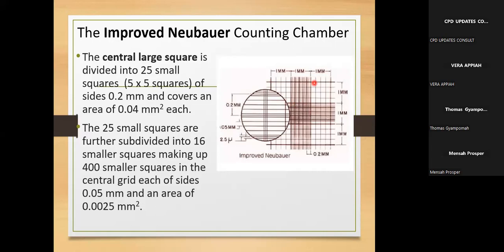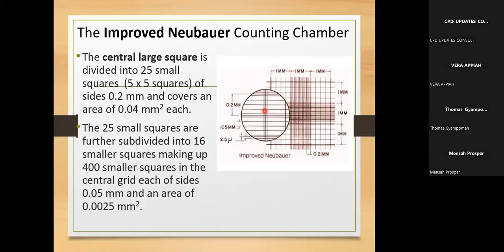Now, if you come here, it has been divided into 25, and therefore each side is divided into 5. So the size here is 1 divided by 5, which should give you 0.2. Now, this 0.2 has been subdivided into 16. So this side has been divided into 4, and this side into 4. So it is 0.2 divided by 4. That's going to give you 0.025.